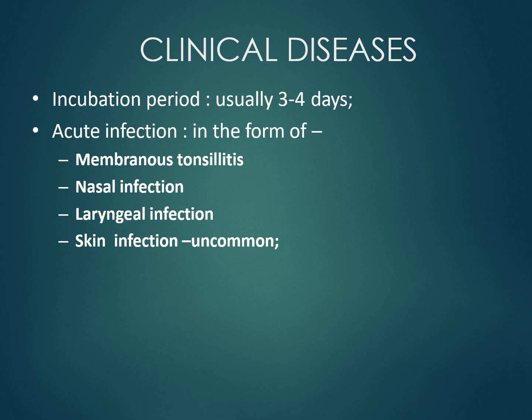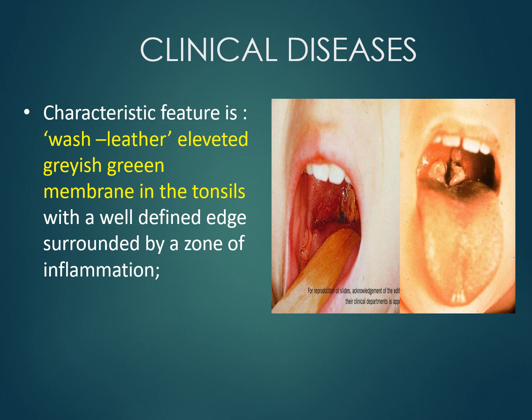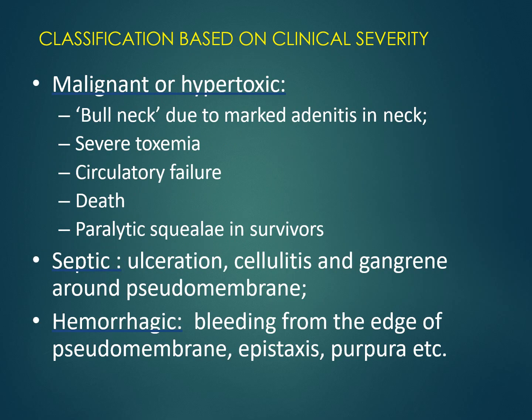It mostly forms an acute infection in the form of membranous tonsillitis, nasal infection, and laryngeal infection, and skin infection is uncommon. The characteristic feature is a wash-leather, elevated, grayish-green membrane in the tonsils with a well-defined edge surrounded by a zone of inflammation. So it mainly affects the tonsil area with a pseudomembrane. The infection of Corynebacterium diphtheriae can be classified into three based on its clinical severity. The first is malignant or hypertoxic, the second is septic, and the third is hemorrhagic.